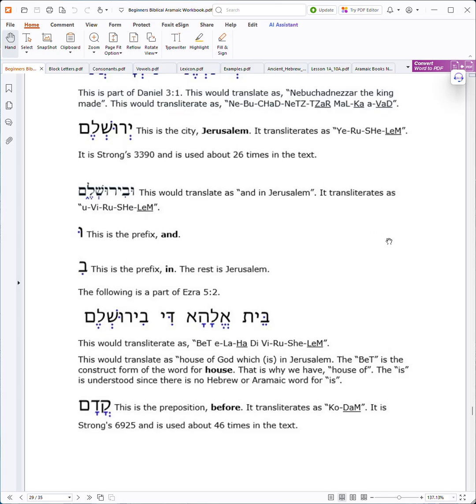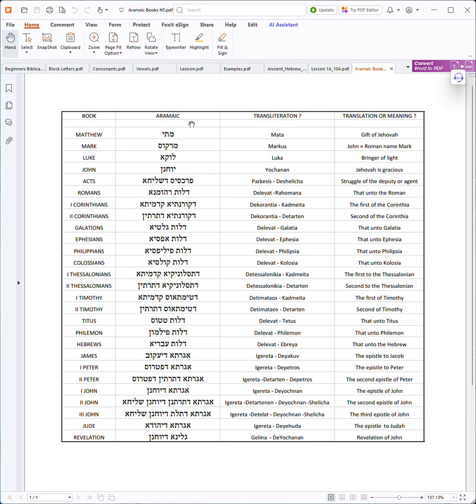So next, what I wanted to show you was the Aramaic words for every book in the New Testament. Okay? This is the transliteration, Mata, for Matthew. This is the translation or meaning of that word. So Matthew means gift of Jehovah.